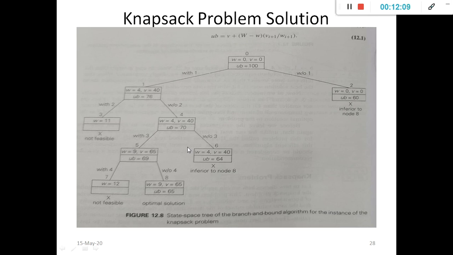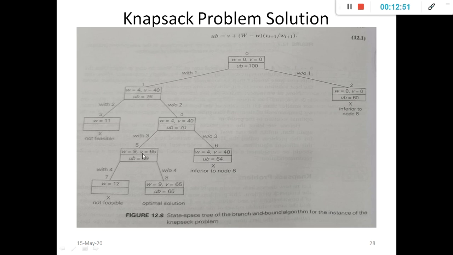Similarly, also calculate the new upper bound at node 6 without placing item 3 into the knapsack. When you are not placing item 3 into the knapsack, the W value remains 4 as at node 4, and the V value remains 40 as at node 4. The upper bound is 40 plus 10 minus 4, which is 6, into the ratio of the next item, 4. That is 40 plus 24 equal to 64, and you will get the new upper bound as 64.